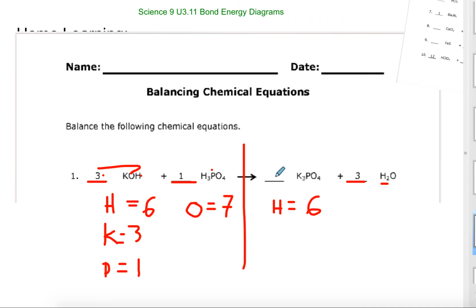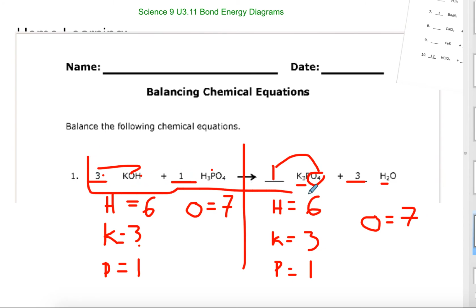What I'm guessing is we should put 1 here, because then we would have 3 Ks, right? We have 3 Ks there, K3. So then this would be K equals 3, and we'd have 1 phosphorus, right? P is 1. And if we have 3 of these, then we have 3 oxygens and 4 more oxygens. So our oxygen is 7. And so this is balanced with 3, 1, 1, 3. You're going to try that with the rest of them.